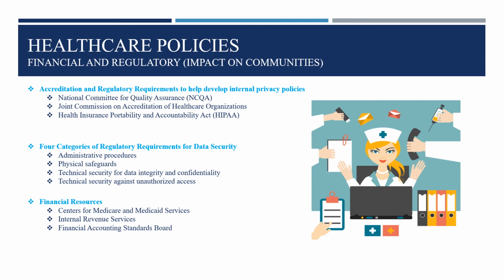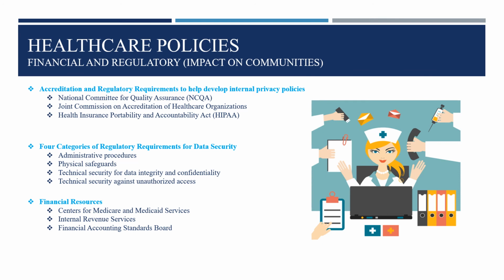There are 4 categories of regulatory requirements for data security. The categories are administrative procedures, physical safeguards, technical security for data integrity and confidentiality, and technical security against unauthorized access. So these are some of the healthcare policies that are within the healthcare facilities.